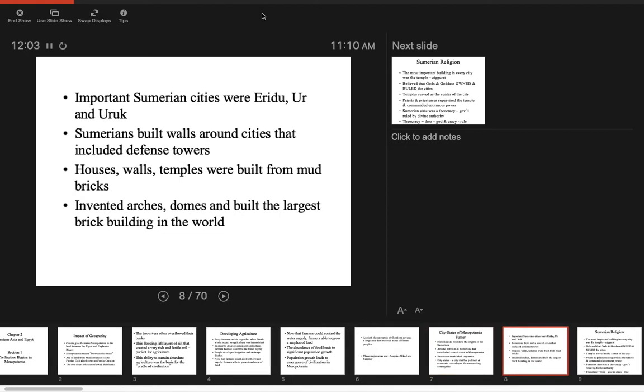All right. Important Sumerian cities were Eridu, Ur, and Uruk. And again, this is what you read yesterday. Sumerians built walls around cities and included defense towers. So this is, again, what we ended our first chapter talking about. Now that we're storing things like food, people want to get to our food. So how do we defend this? We have to be proactive in keeping people from getting into our cities. So not only do we build walls, but we also build defense towers, something big that looks down, that oftentimes has little slots in it where I can stick little arrows through and I don't have to expose myself.